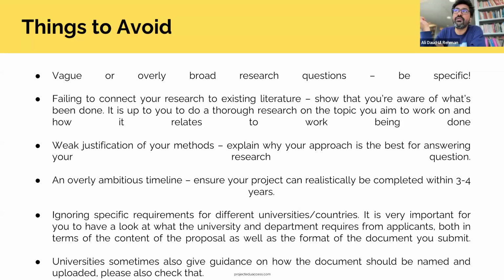I think one of the programs that I applied to in Oxford even had a word limit breakdown for the sections that they want you to include and how long each particular section should be. Yeah, perfect. Next slide, please.